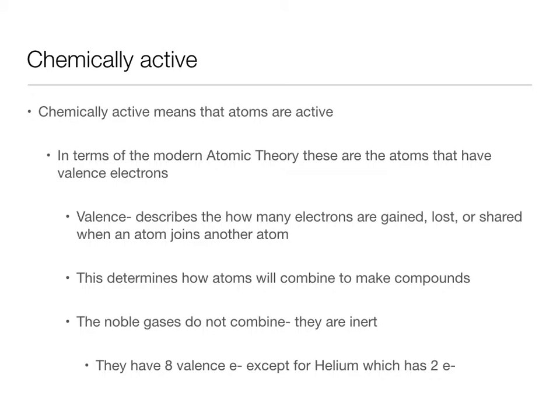Chemically active. When we're talking about things being active, that means that their electrons are able to give or take or share. Okay? So noble gases are not chemically active. They are inert, so they don't want to bond with anybody. Valence describes how many electrons are gained, lost, or shared when atoms join other atoms. And it determines how atoms will combine to make compounds. Again, noble gases do not combine. They are inert. They have a charge of 0. They have 8 valence electrons with the exception of helium, which has 2, but that still makes it a full octet for all of them, even though helium only has 2 because level 1 only has a spot for 2.